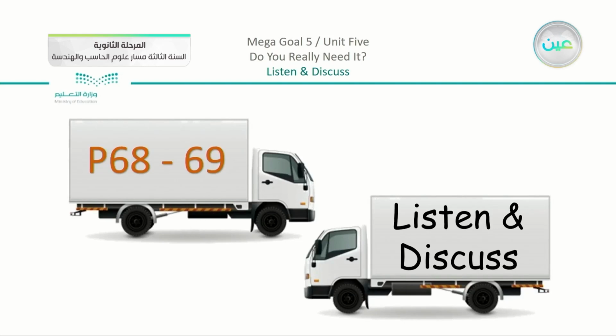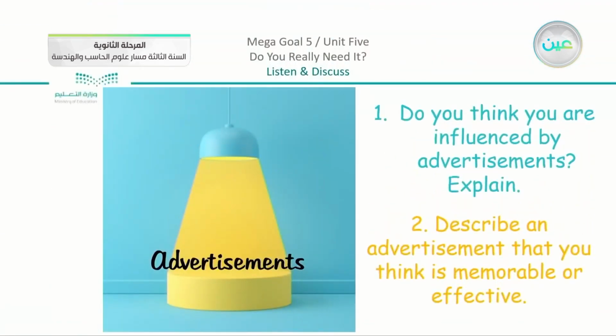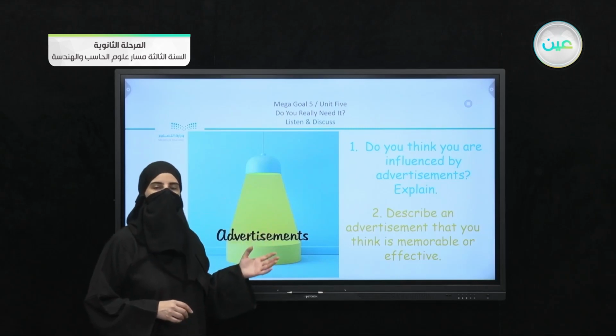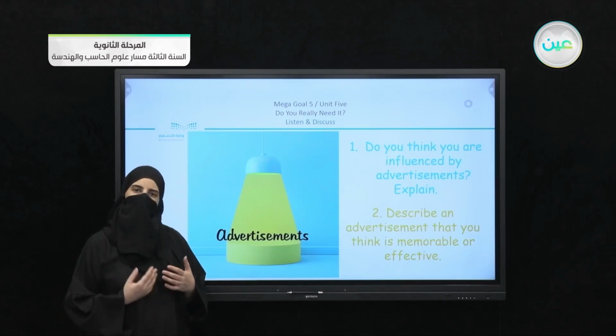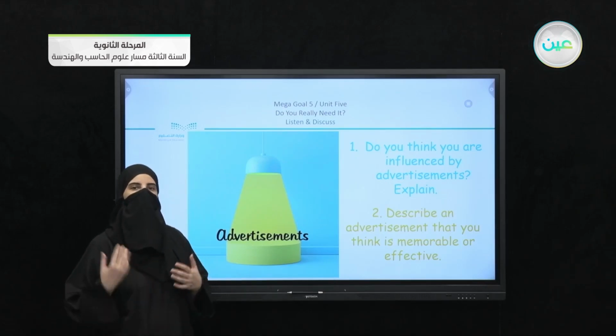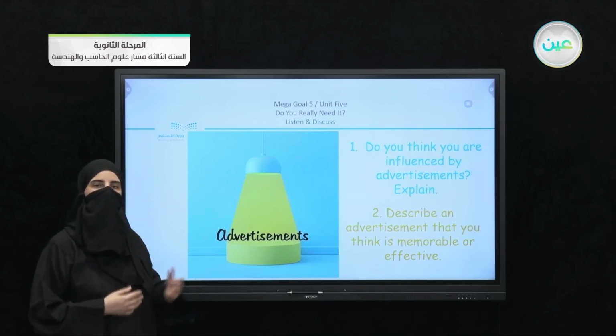Now, we started with the lesson, which is the listen and discuss lesson that we have here on pages 68 and 69. Now, we have some questions here. We discussed, do you think you are influenced by advertisement? And also there's a second question, which is to describe an advertisement that you think is memorable or effective. So these are two questions that we did discuss, and I asked you to think about the answers. And while we are going on with our unit, you may have other answers, and you may think of different things to think about advertisements in general.